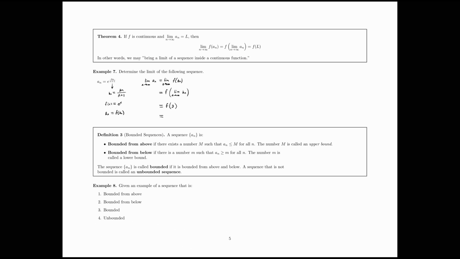Well, our function is e to the x, so this is e to the 3, and that is the limit of our sequence.